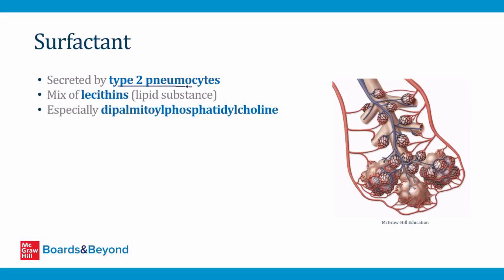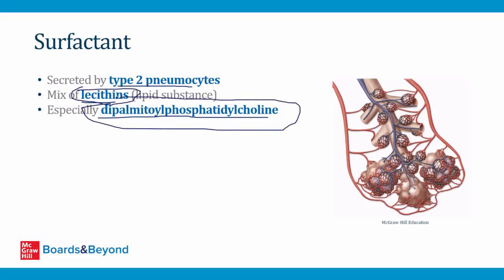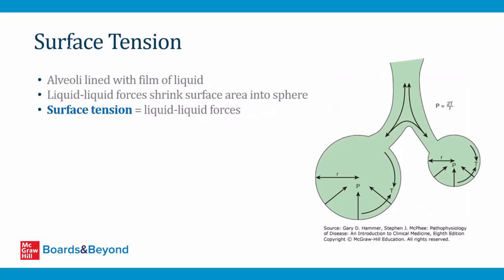Pneumocytes are the epithelial cells that surround the alveoli in the lungs, and it's the type 2 pneumocytes that produce surfactant. And so what's found in surfactant? Well, it's a mix of lipid substances called lecithins. One of the most important ones is dipalmityl phosphatidylcholine, and that's a mouthful to say, but you want to be familiar with these terms I'm circling here because they may ask you about what are the components of surfactant on your board exam.